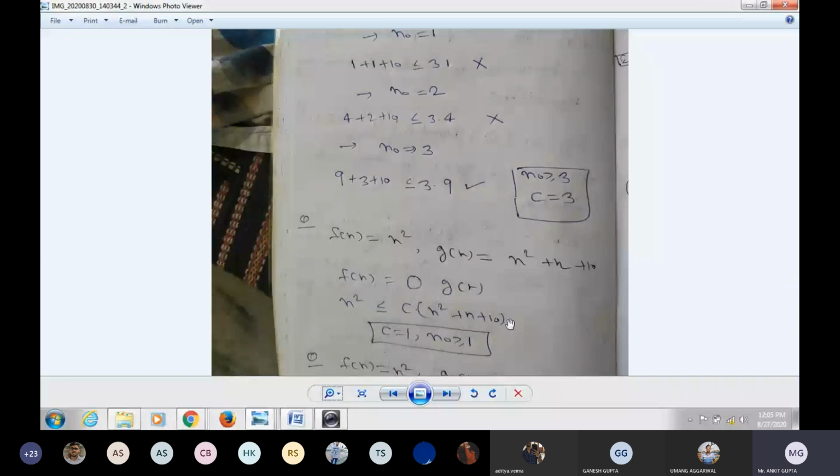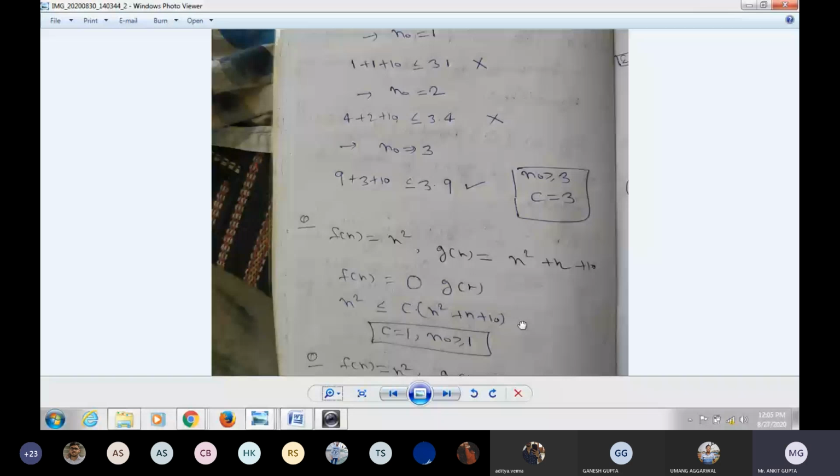So there is no need to take a higher value. Suppose c is 2 or c is 3, no need to take. If the condition is true for the minimum value of c and n naught, then it is best. Did you get this?